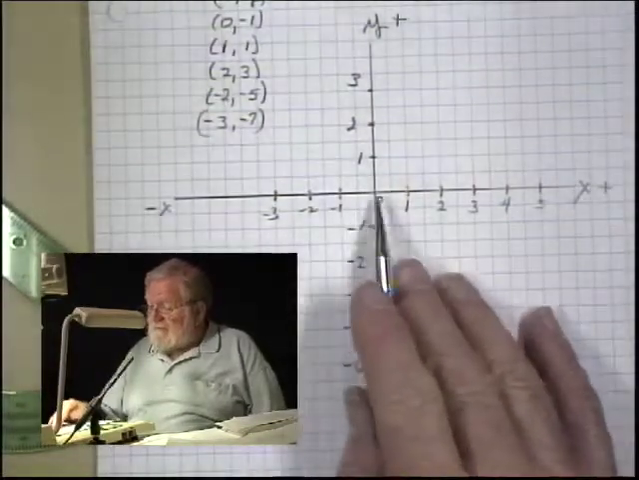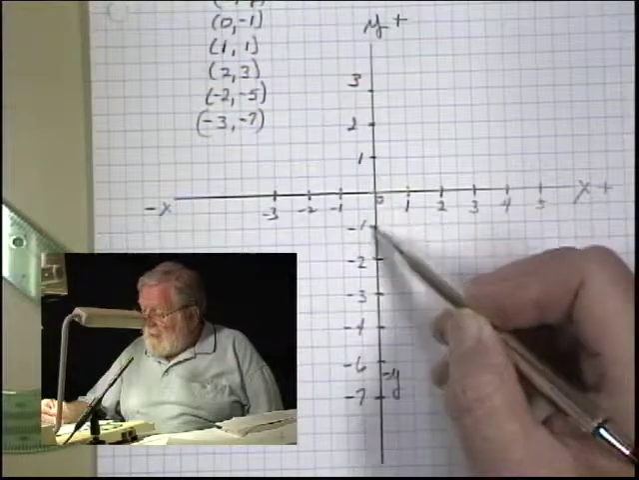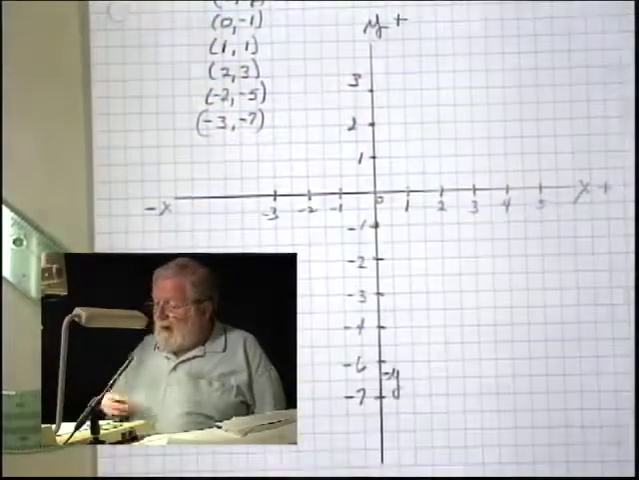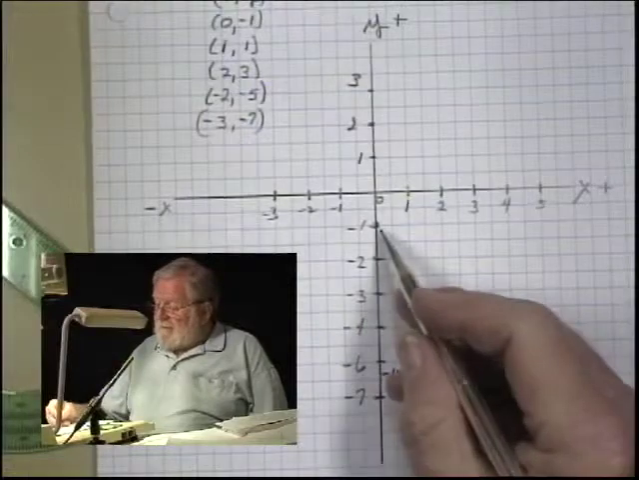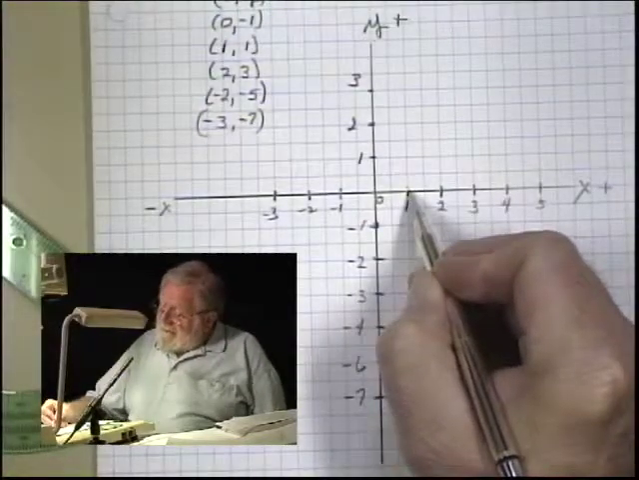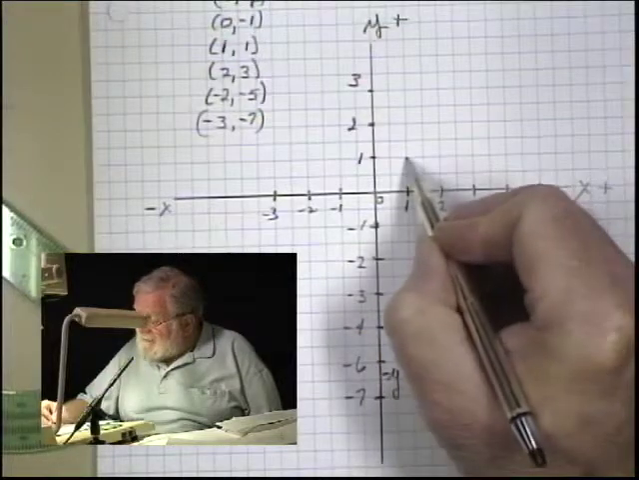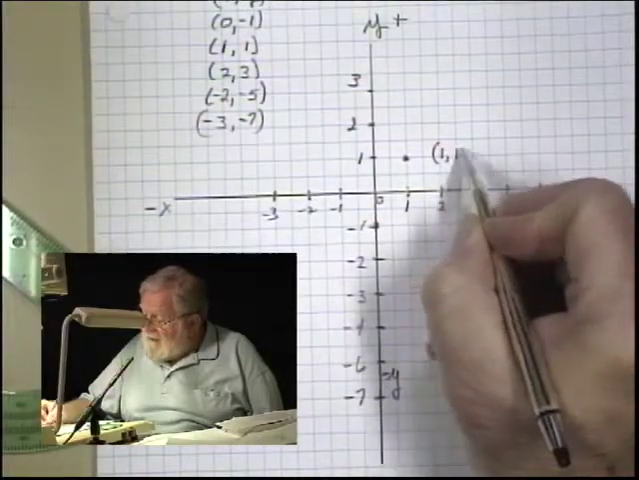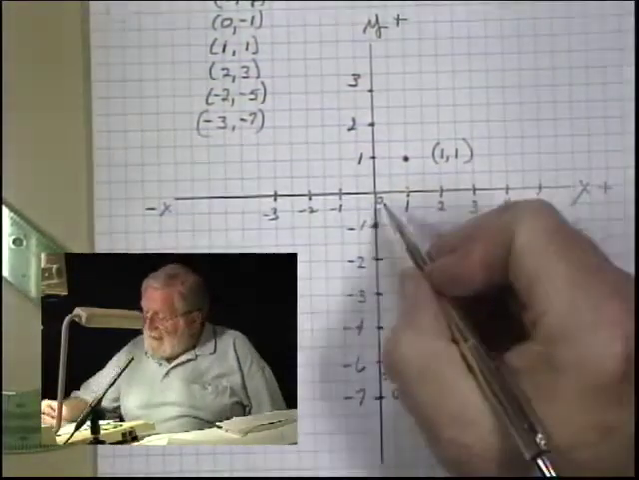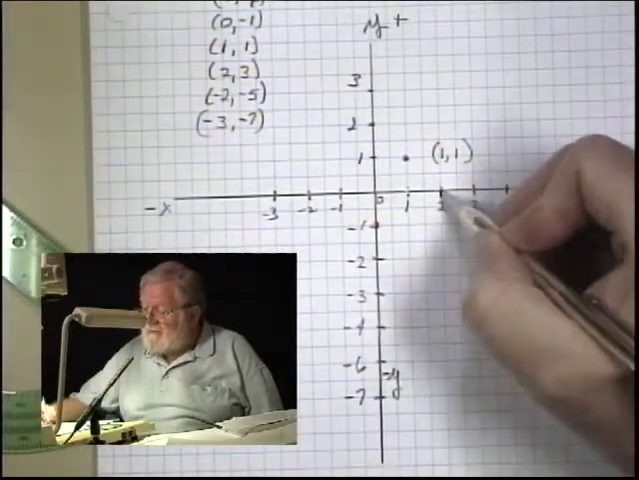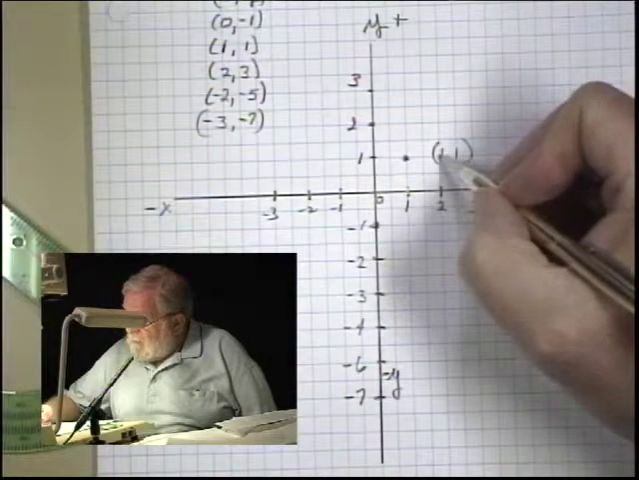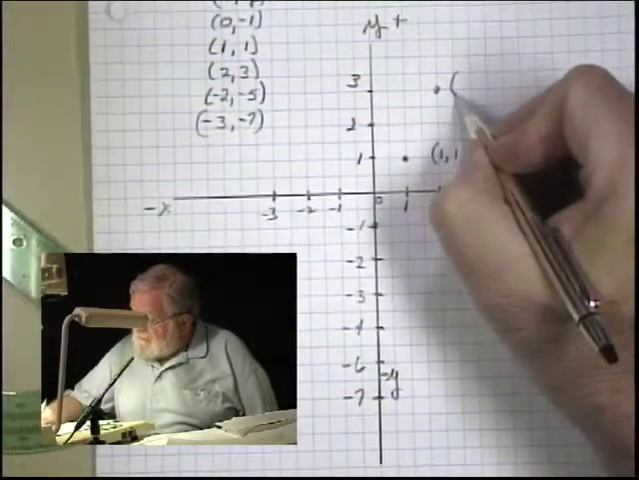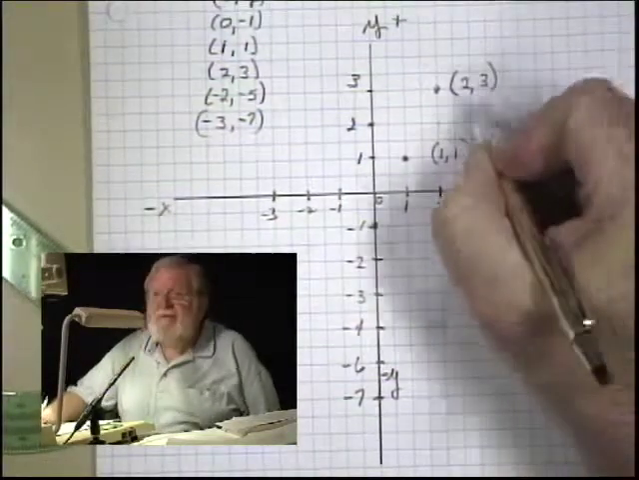So let's find the first ordered pair. X is 0, y is a minus 1. So that point is right here. The next ordered pair, x is 1, so that's here, and y is 1, that's up here. So this is our next point. This is 1 and 1. The next one, x is 2, here's 1, 2 on the x, and y is 3, 1, 2, 3 right here. This is the point 2 and 3.